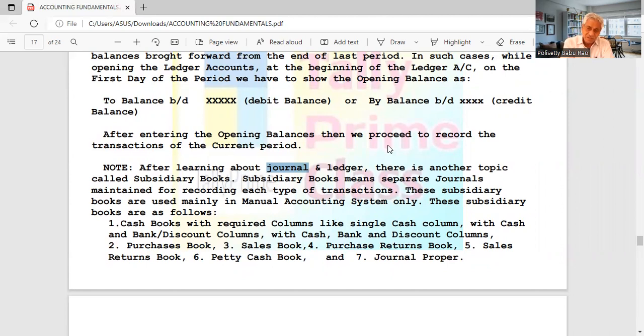For purchases, we keep a separate journal. For cash, we keep a separate journal. For sales, a separate journal. For returns, a separate journal: purchase return separate, sales return separate. And for petty cash, there is one. In the case of some companies, they never pay or receive any cash. They deal with payments and receipts only through the bank. And even if they pay cash, it is in very small amounts; they cannot pay everything in cash.